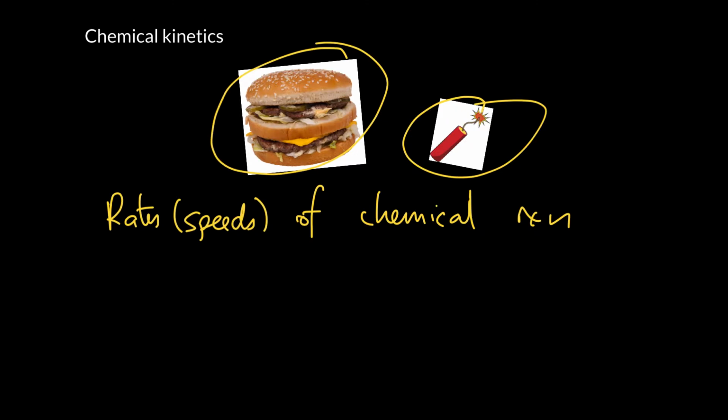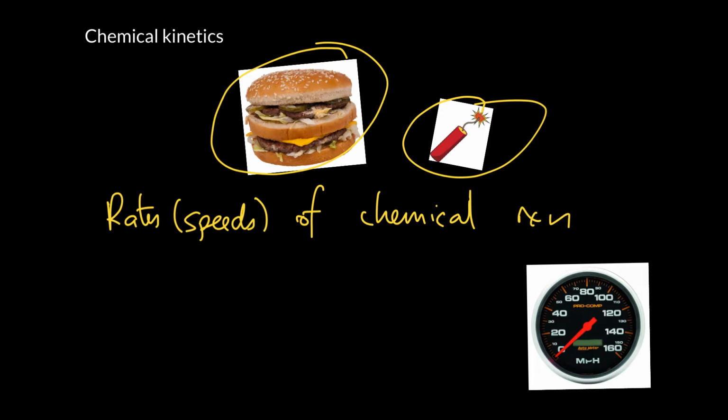So what exactly do we mean by the speed of a reaction? With a car, we know that the speed is the number of miles you're driving divided by the number of hours over which you drive it, so miles per hour. So what exactly do we mean by a reaction speed or a reaction rate? We have to define it carefully.